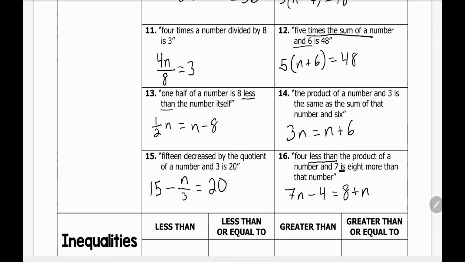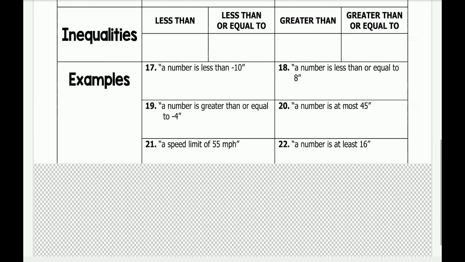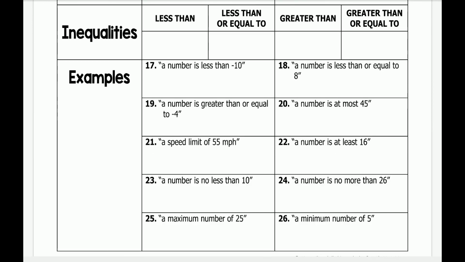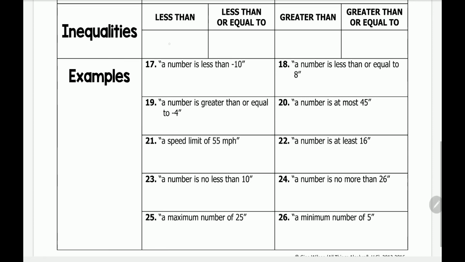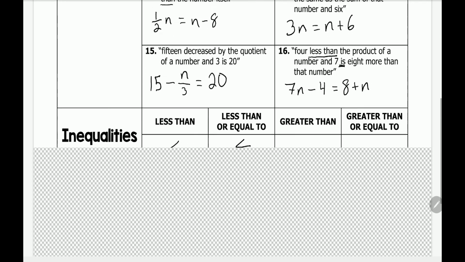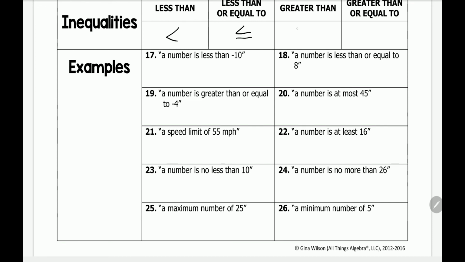Alright? So let's talk about inequalities now. We have some new symbols that we have to talk about. We have the less than symbol, which is this. Less than or equal to. We're basically combining the less than symbol and the equal sign, so it's going to be less than or equal to. We have greater than, and we have greater than or equal to. And we're going to use these symbols to help us with 17 through 26.